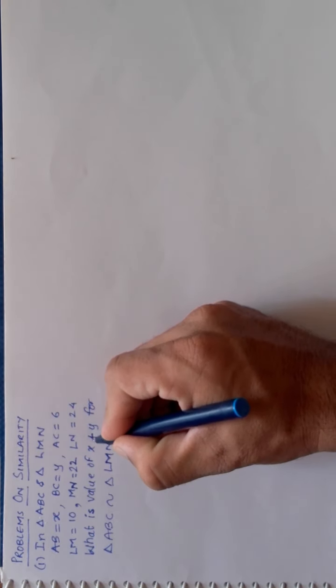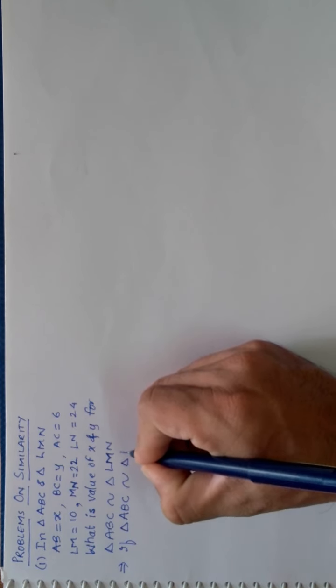So if I read the question, it is like this: in triangle ABC and triangle LMN, AB is equal to X, BC is equal to Y, and AC is equal to 6. LM is 10, MN is 22, LN is 24. What is the value of X and Y? It is X and Y, not plus, for triangle ABC to be similar to triangle LMN.